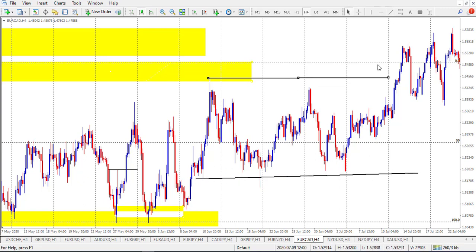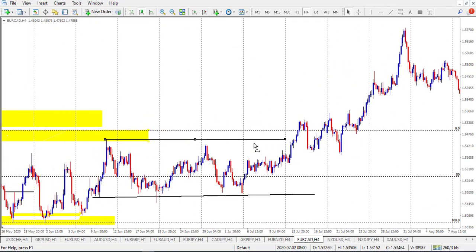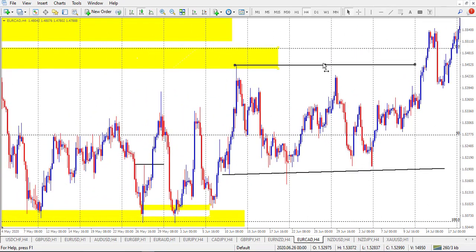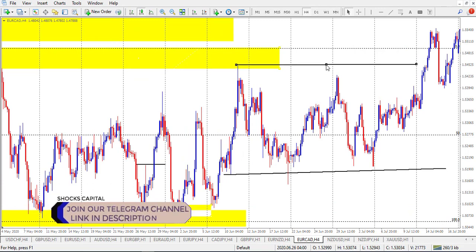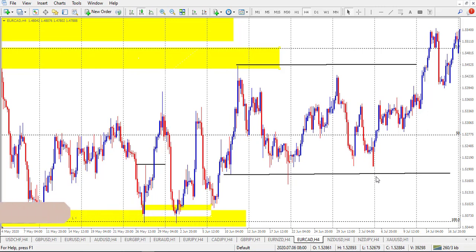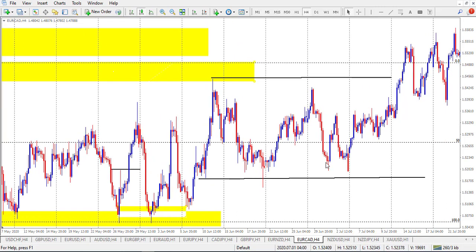But we can be trading ranges as price goes. The statistics say price spends 70% of its time in consolidation. So it's actually good for you if you know how to trade these consolidations, because you are going to profit a lot using these techniques.